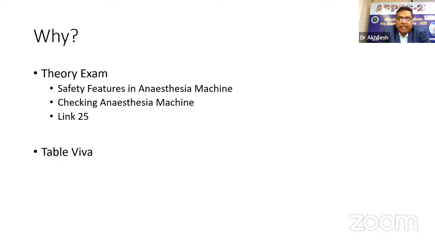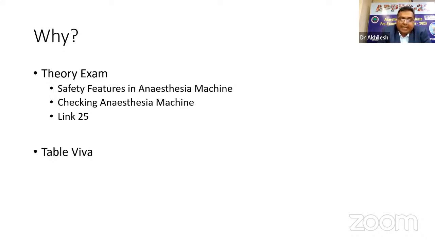There were no fresh guidelines after 2008, but yes, there were guidelines in 2008, which talked about how to check the anesthesia machine and who should check and whether you should check it before the start of a day or before each case. Another thing which can come as a safety feature, they can ask a short note on Link 25 system. So that's why you should know about it.